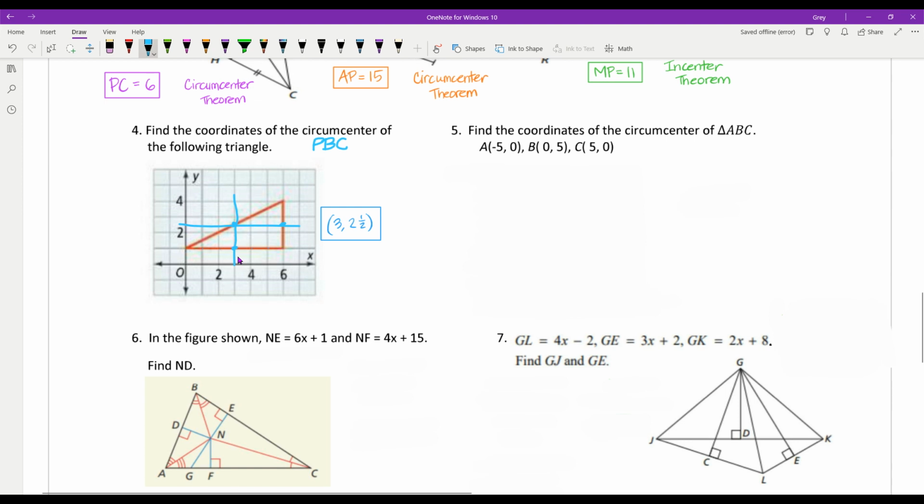All right. Number 5, find the coordinates of the circumcenter. Again, circumcenter is where my perpendicular bisectors intersect. All right, you've got the picture. I went ahead and graphed it. So graph it on your paper.